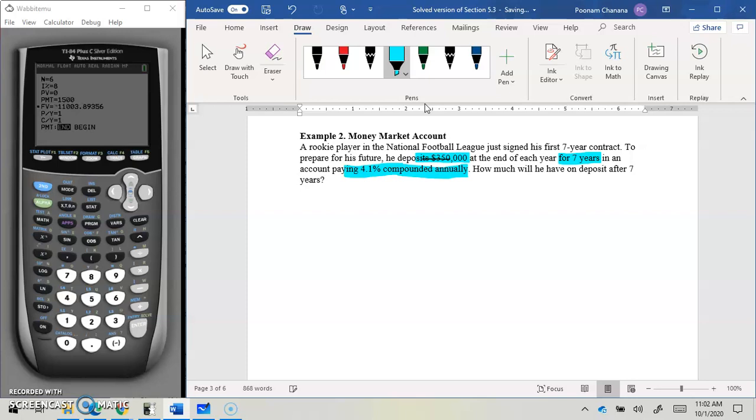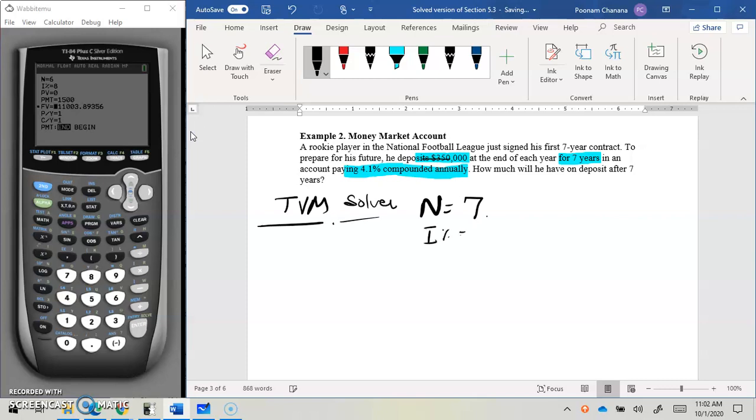So let's understand all the terms which are asked if we have to use the TVM solver. Let's see this question using the TVM solver. Okay, what do we need to know? What is N? He is making payments at the end of each year for 7 years. So how many payments will he be making? 7. What is the interest rate the bank is giving?